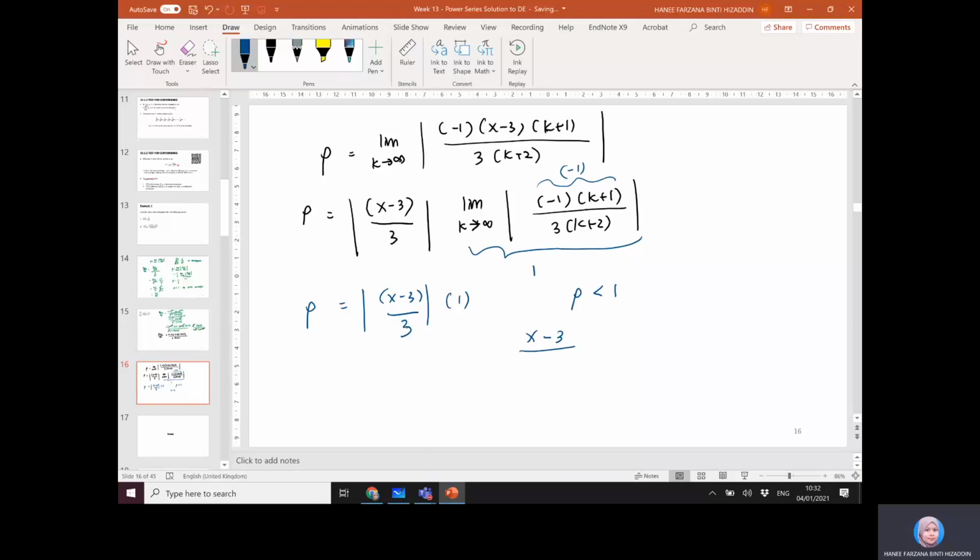So the modulus of x minus 3 over 3, because the modulus of 3 is just 3, is less than 1. So then you get the modulus of x minus 3 less than 3. When you take out the modulus, you change the sign. Then you have x greater than 0... No, sorry. So you have x smaller than 6.